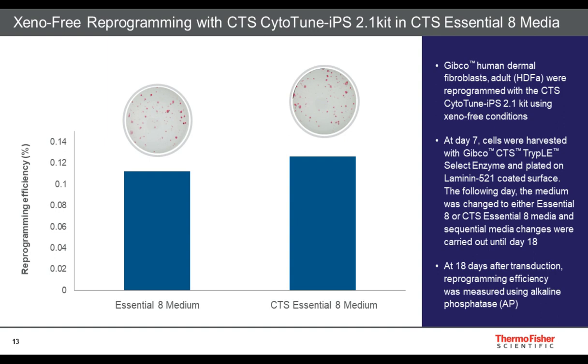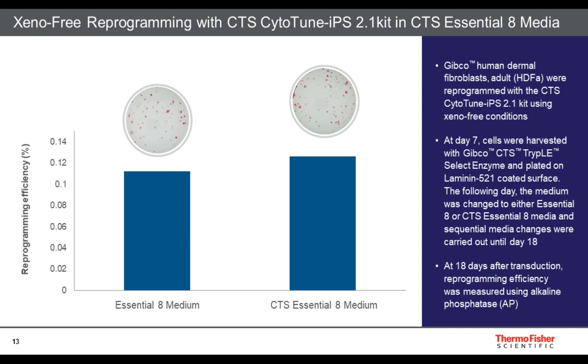So the fibroblasts were reprogrammed with the CTS 2.1 kit using Xeno-Free conditions. At day 7, they were harvested with our CTS TrypLE Select enzyme. This is one of our CTS products, and it helps you to dissociate the cells and replate them. Then we replated them on laminin 521, and we have CTS products for this as well. The following day, the media was changed to either Essential 8 or CTS Essential 8 media, and sequential media changes were carried out until day 18.